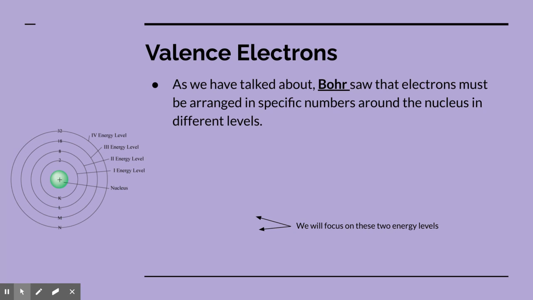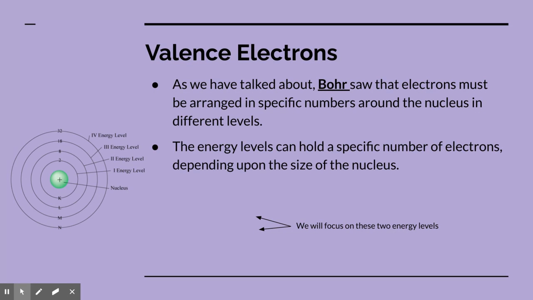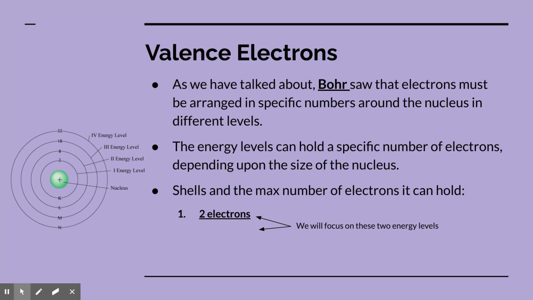Okay. So valence electrons, as we've talked about, Bohr saw that electrons must be arranged in specific numbers around the nucleus at different levels. These energy levels can hold a specific number of electrons depending upon the size of the nucleus. So here are the shells and the max number of electrons they can hold. The first shell can hold up to 2. The second shell can hold up to 8.